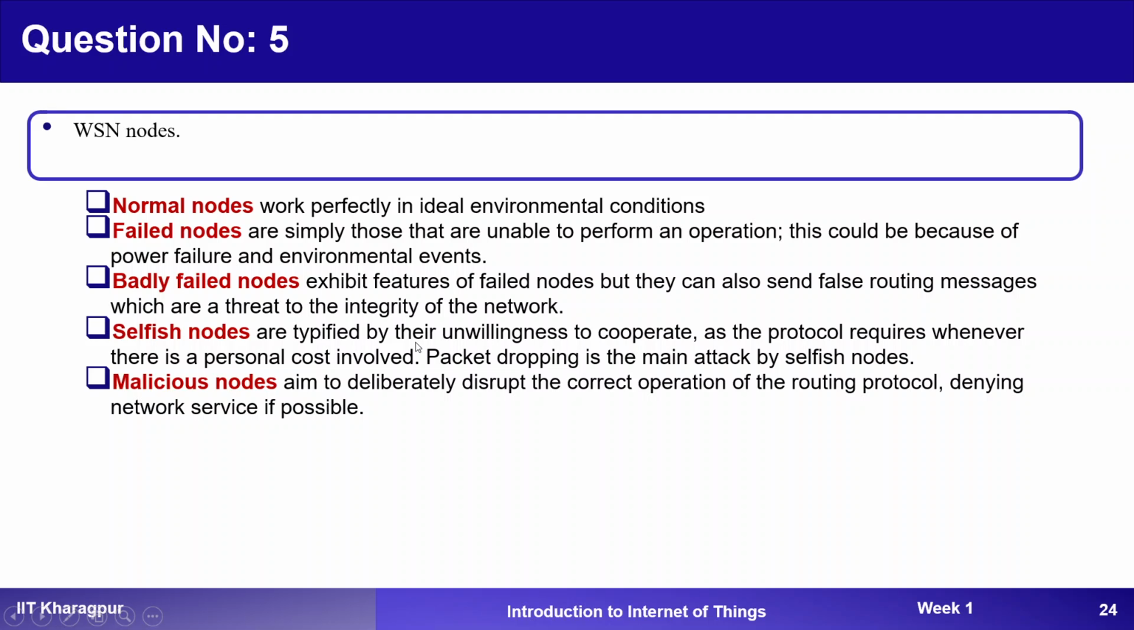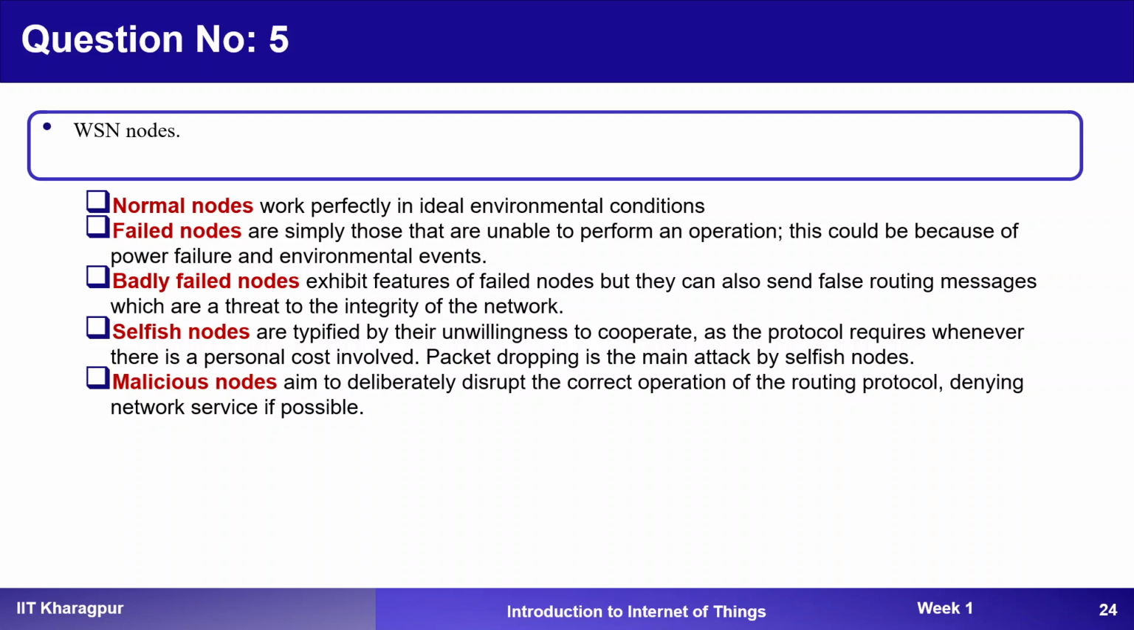So these nodes also do not perform the operation that they should perform, but at the same time they are also sending false routing messages. The third one is the selfish node. This type of node shows its unwillingness to cooperate to perform its operation. And the last one is the malicious node. They deliberately disrupt the correct operation, or deliberately do not perform the correct operation which they have to perform.